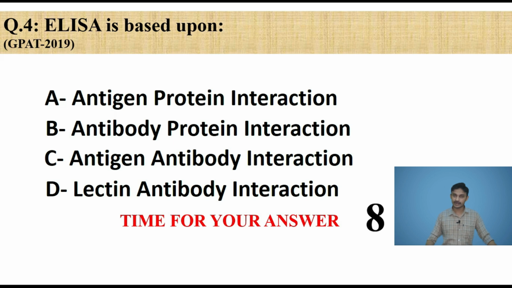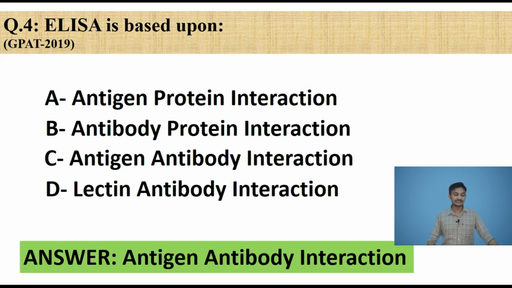Now you can write your answer. 10 seconds time is there. Hope you got the answer. The correct answer for this question is option C, that is antigen antibody interaction. ELISA is based upon antigen antibody interaction. What is the full form of ELISA? Enzyme linked immunosorbent assay, that is ELISA.